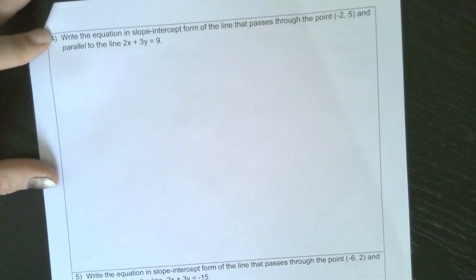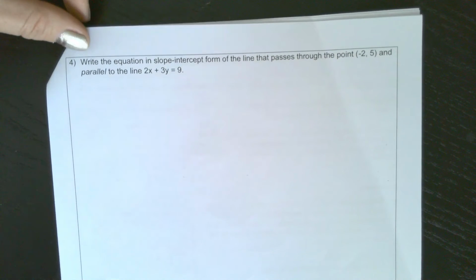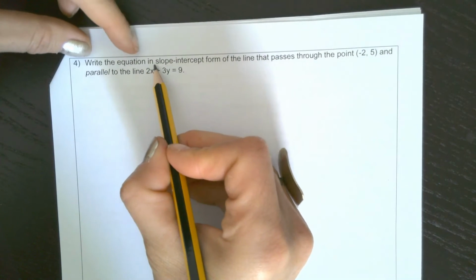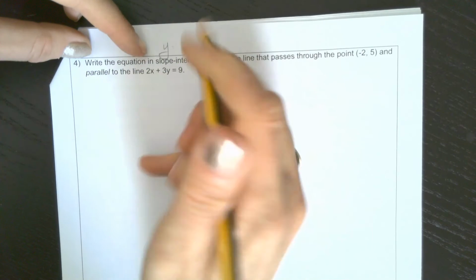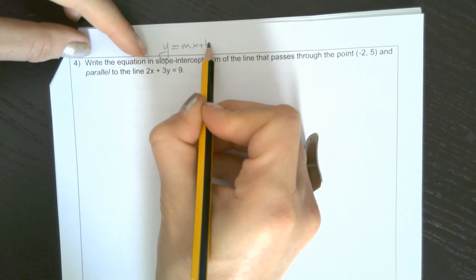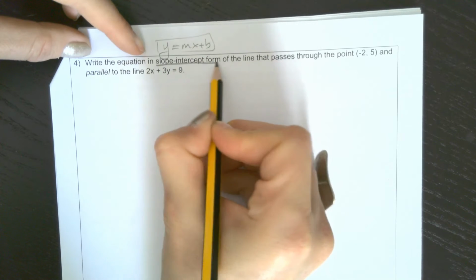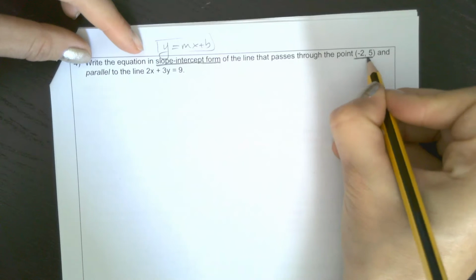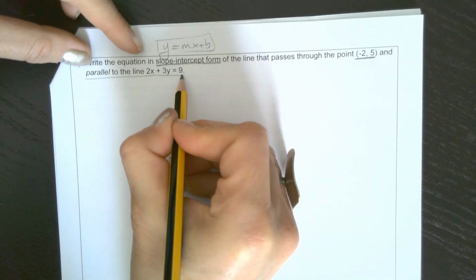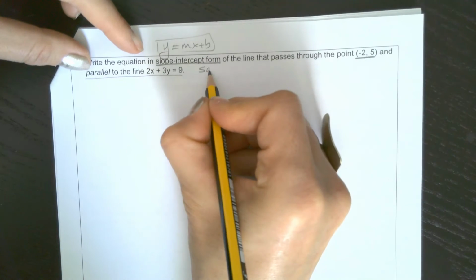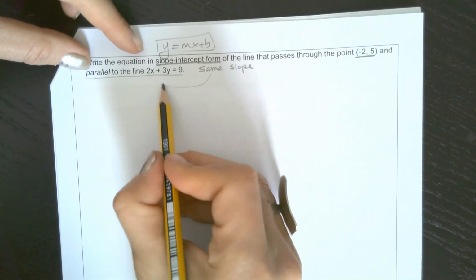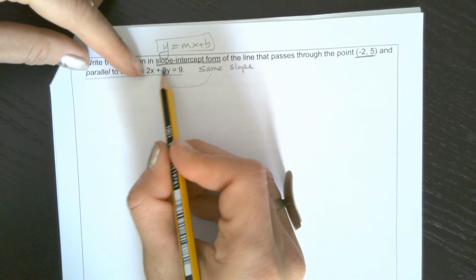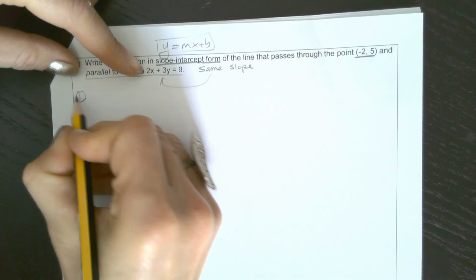Okay. We have 2 more questions. It says, write the equation in slope-intercept form. Slope-intercept form is when we go y equals mx plus b. That's slope-intercept form. The line passes through the point and is parallel to this. Parallel means same slope. So they want a line that has the same slope as this. I can't see the slope. So step 1, we need to find the slope.